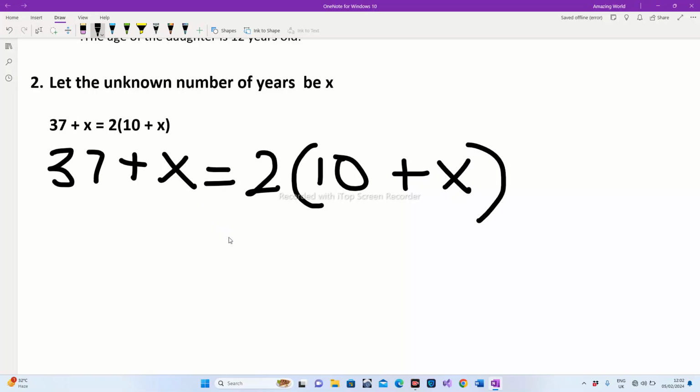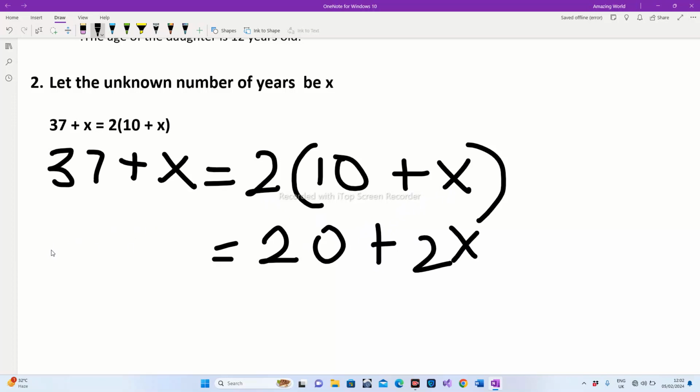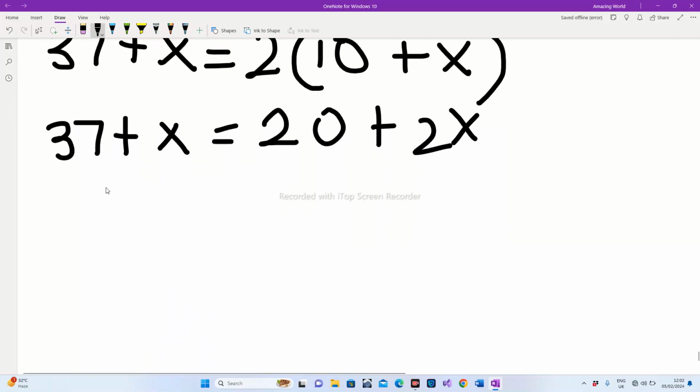So since this is in bracket, I'll just expand here. 2 times 10, 20, 2 times x, so that will be 2x. I hope this is very clear. And over here we have 37 plus x. So now what do we do next from here? We have to collect like terms.